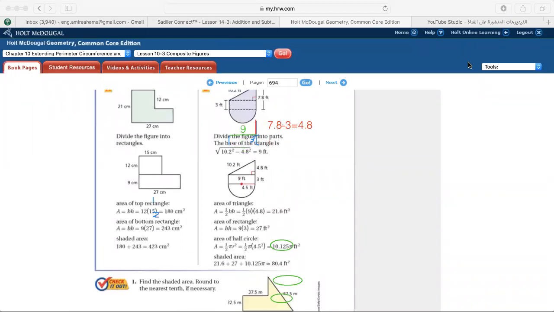As you see, girls, it is easy to get the area of any composite figure by dividing it into simple figures, popular and famous figures like square, rectangle, triangle, and circle. By the way, the area of the circle that I got here is for the whole circle, and here I have half of the circle, so I will divide the area that I got for the circle by 2, because here I have half of the circle.